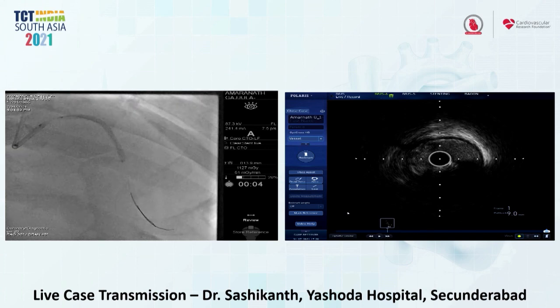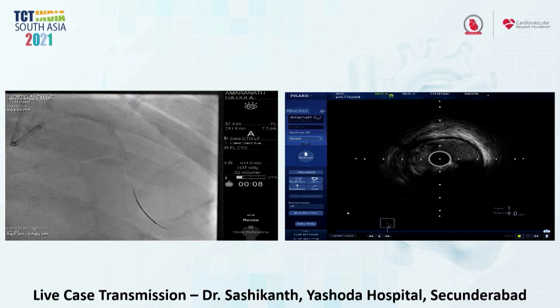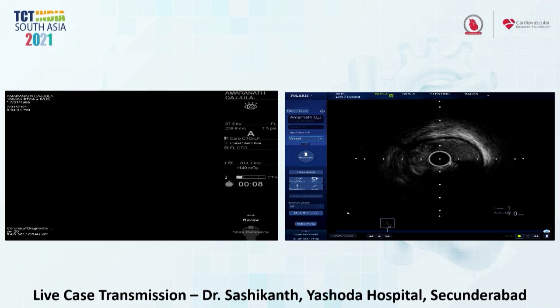Just remember, though, I would say jailing a balloon is a very different thing than jailing an IVUS catheter because of the very short monorail. So I would do everything you can not to jail the tip of the IVUS catheter. I will take your suggestion, sir. It's true. Please don't do this. It will be very difficult.